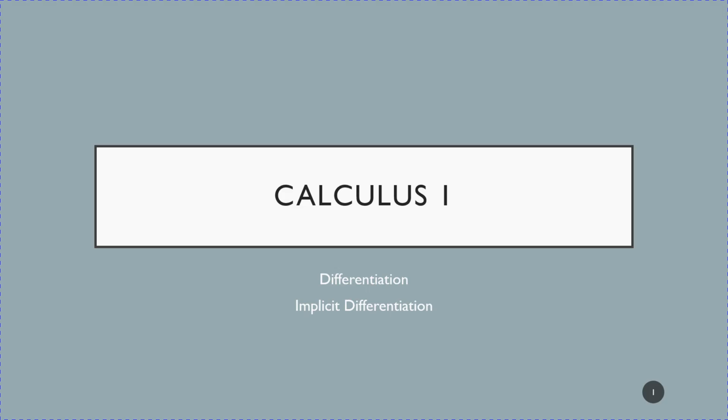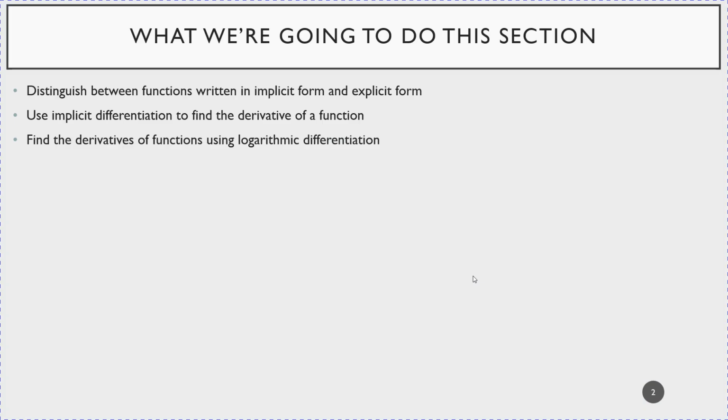Hi class, in this video lecture what we want to talk about is a differentiation method called implicit differentiation. The first thing we're going to talk about is how you distinguish between functions written in what we call implicit form and explicit form. And you'll see the subtle difference.